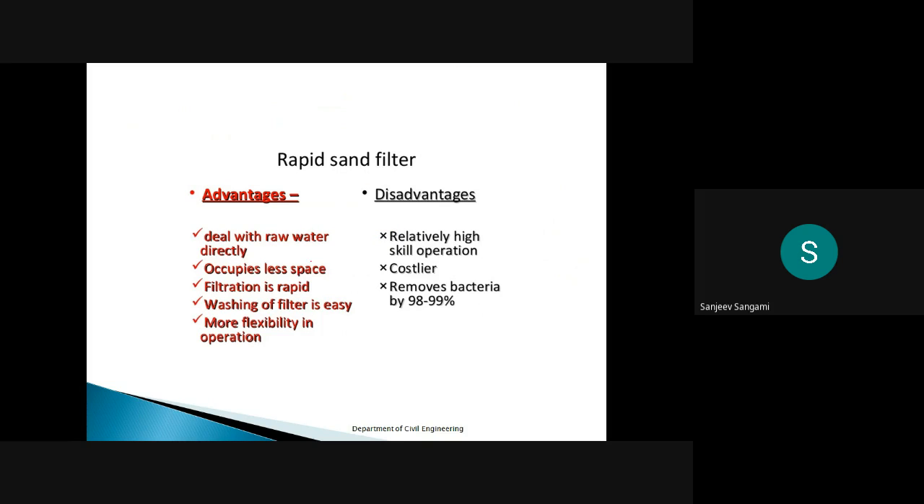So what are the advantages? Deals with raw water directly, occupies less place, filtration is rapid, washing of the filter is easy because it is mechanical. Remember, in a slow sand filter, normally it is manual. More flexibility in operation, but relatively high skill operation, costlier, and removes bacteria by 90 to 99 percent.